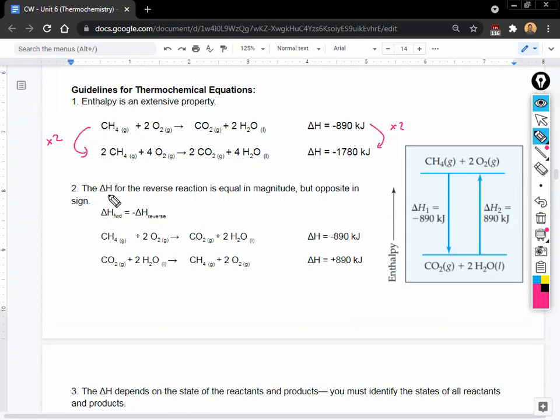All right, the second thing is the delta H for a reverse reaction is equal in magnitude but opposite in sign. Okay, what that means is, let's look at this equation again, the same one. CH4 plus O2 makes carbon dioxide and water. It releases 890 kilojoules. But if we wanted to take CO2 and H2O and make them into the reactants, CH4 and O2, it would have the same number for the enthalpy. It would just be reverse in sign, positive and negative, okay? So that's basically what that means.